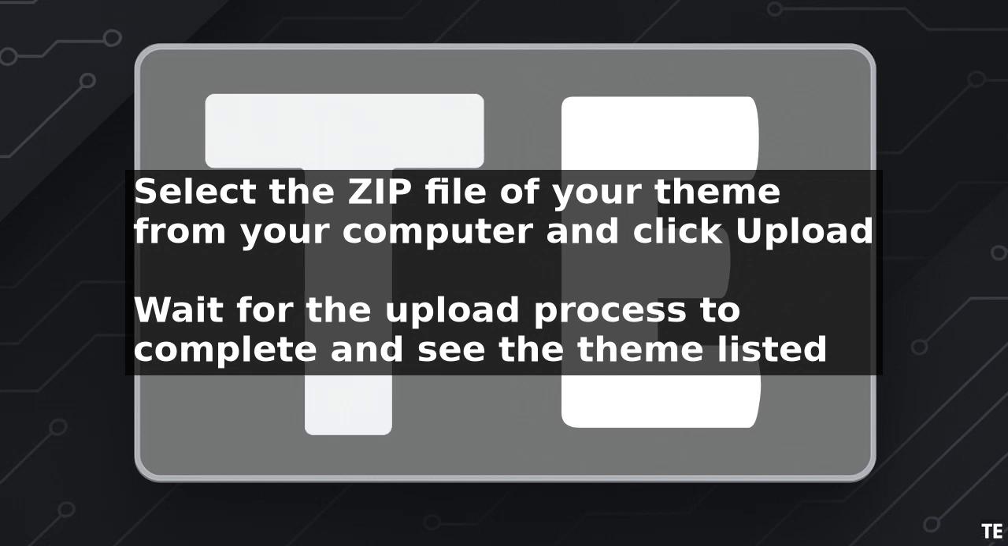To activate the newly uploaded theme, click on the Actions button next to the theme and select Publish. This will make the new theme live on your Shopify store.